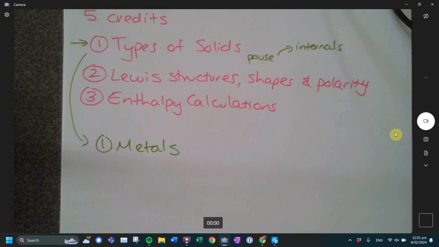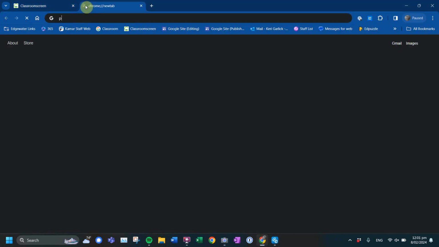Metals should be really easy to find because you just need to look at the periodic table and see what they've given me on the metal side of the periodic table. Let me pull up a periodic table to show you what I mean. Unfortunately, I forgot to print off periodic tables, so I will do that next lesson.